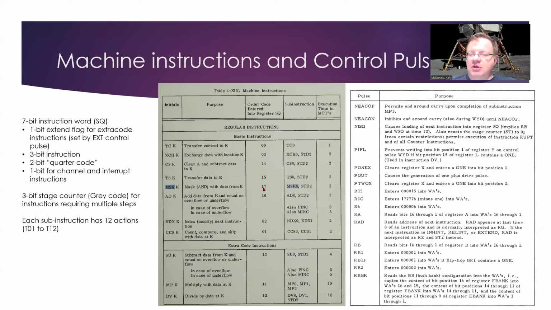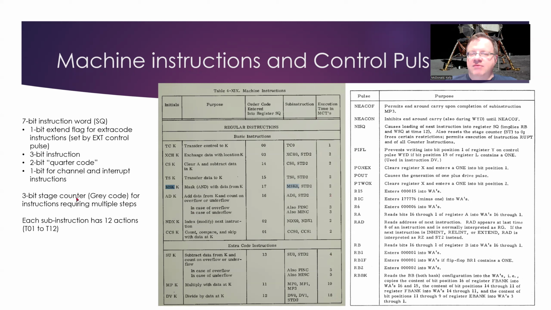Now, you'll notice here the execution times in MCT. These are machine control timers, and some of these instructions are very, very simple, and some of them are very, very complicated. If you look at divide, it actually takes 18 MCTs to run versus some of these others, which are 2 or 3.